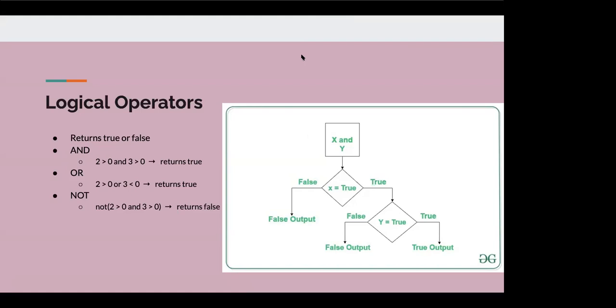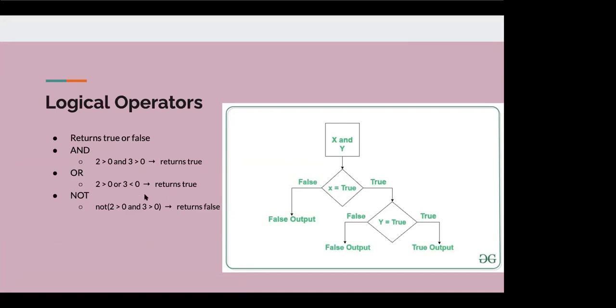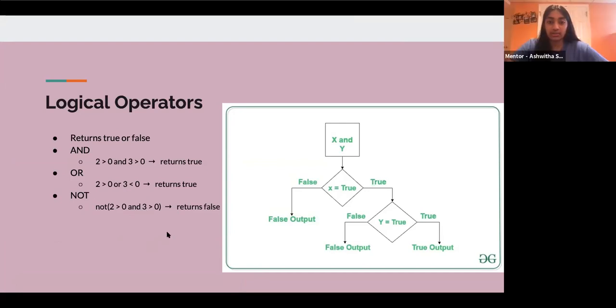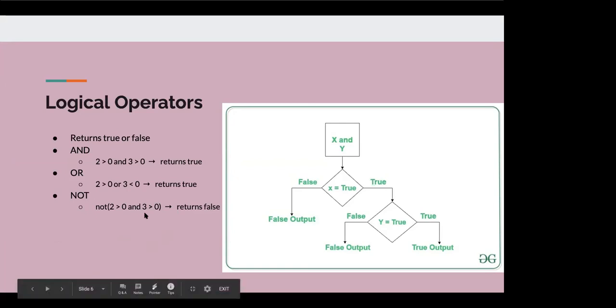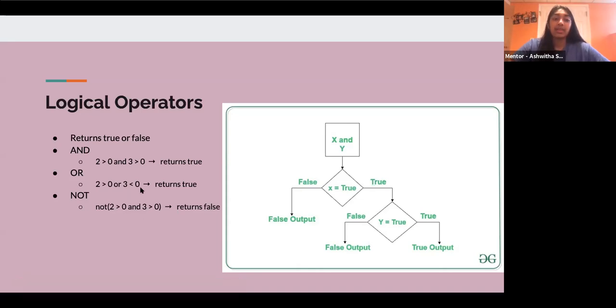What does not do? Okay, not basically just reverses the output. If you look at the inside statement, 2 is greater than 0 and 3 is greater than 0, what do you think that will give you? Ignore the not for now. What does that return? True, yeah, it would return true. So not just reverses that. The inside statement returns true, but if you're saying not that, then the overall thing is going to return false. It's just going to give you the opposite of what the inside statement is. Does that make better sense now?